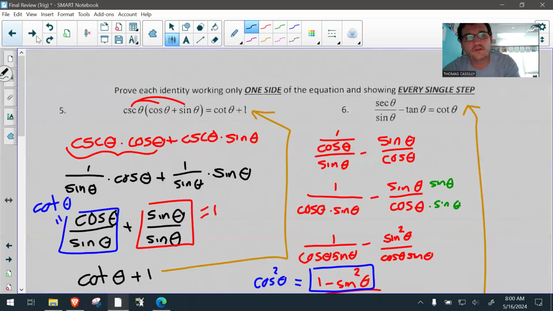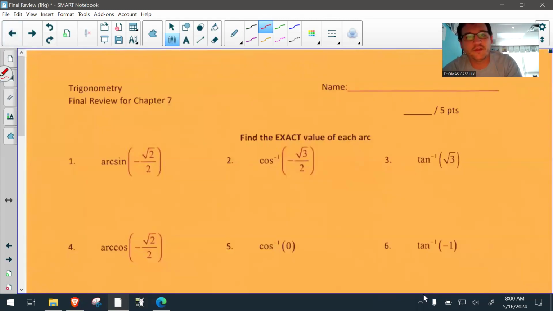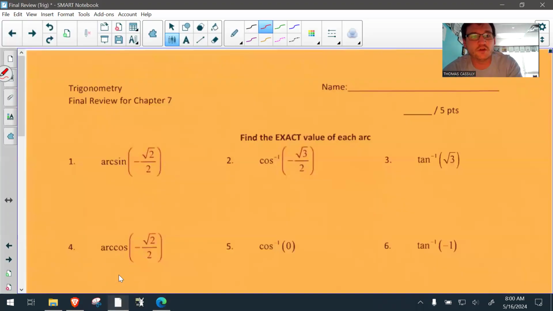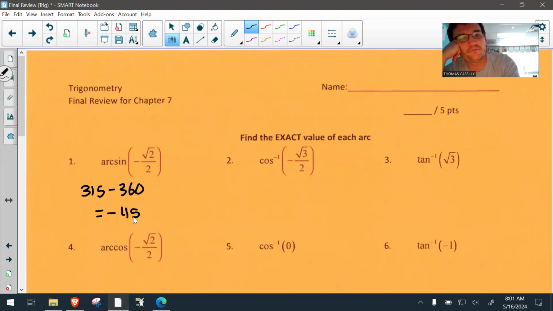But 7 pi over 4 is not between our boundary of negative pi over 2 to positive pi over 2. So we have to find that coterminal side. This 7 pi over 4, or 315-degree angle, is no good. So it's not 315. It's going to be 360 minus... I got that backwards. It's 315 minus 360. We have to have that negative number here, and that gives us negative 45.